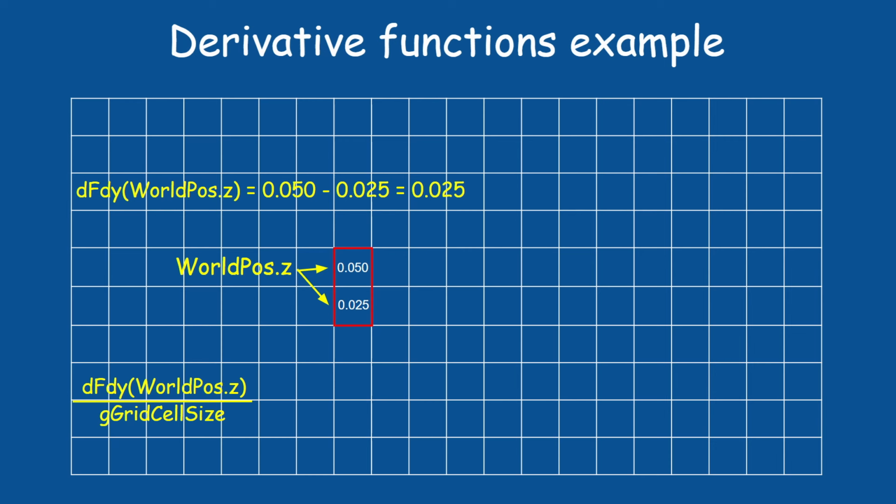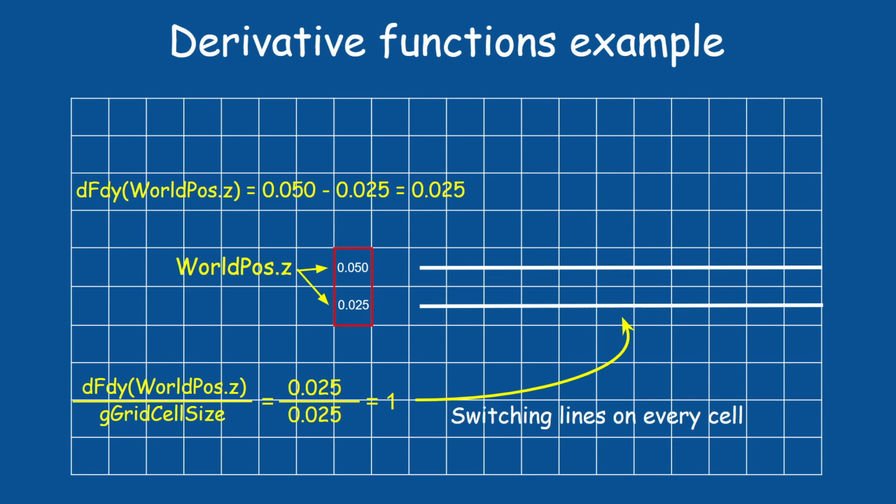What does it mean? When the result is roughly 1, it means that on every pixel, we switch between grid cells, which is smaller than the minimum that we have just defined.